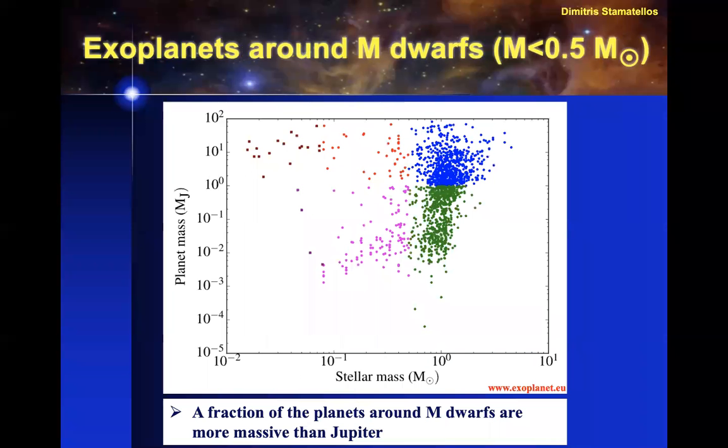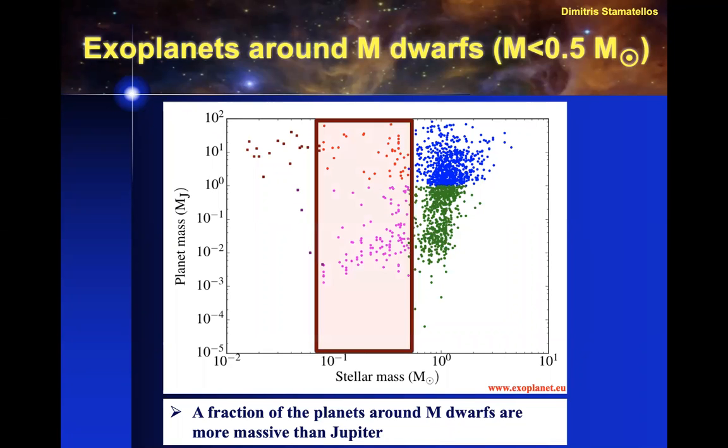Many of the exoplanets observed orbit around M dwarfs, that is, stars with mass less than 50% the mass of the Sun. These stars are the most common type of stars in the galaxy and in the universe. Many of these planets around M dwarfs are more massive than Jupiter. So there are systems that have, let's say, a 10 Jupiter mass planet orbiting a 100 Jupiter mass star.